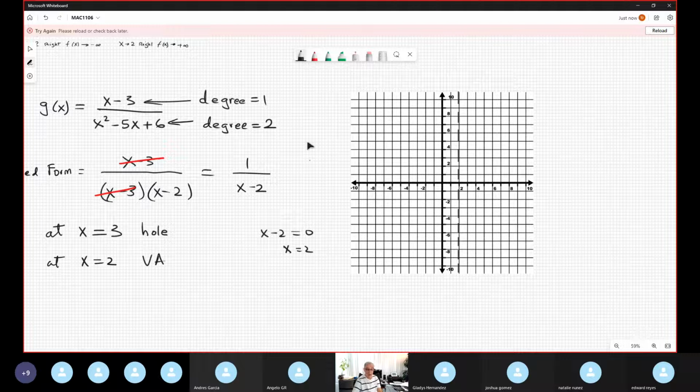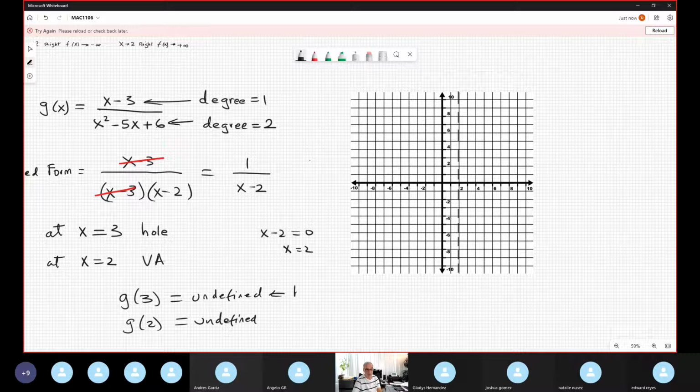Obviously, in 3 no, because in 3 we have a hole. So my function g evaluated in 3 is undefined. Likewise, the function g evaluated in 2 is also undefined. There are two different reasons to be undefined. This is a hole, and this is the vertical asymptote. The vertical asymptote is easy to see. Actually, I did that.